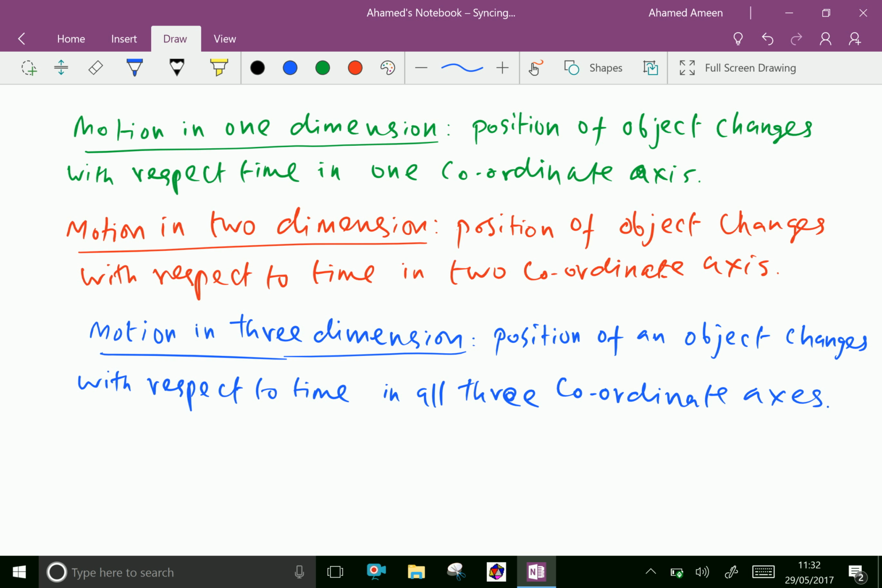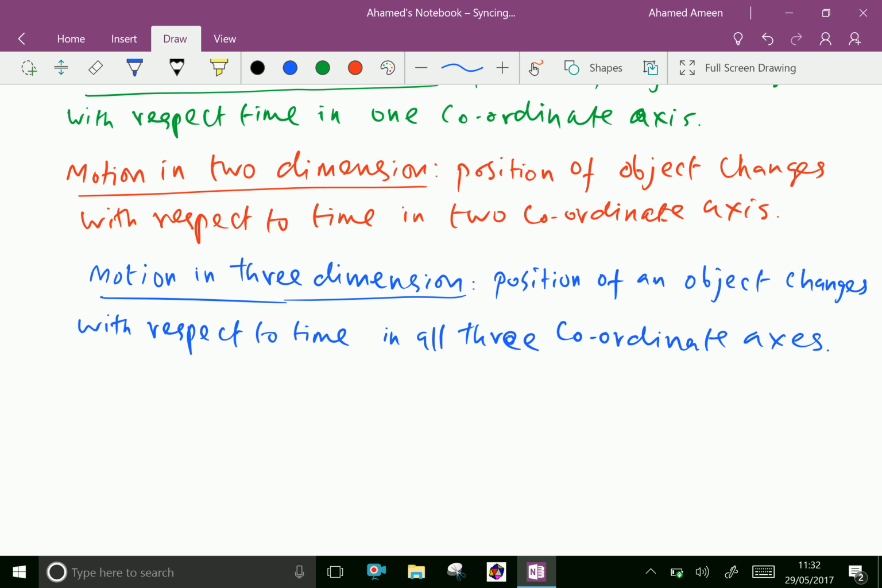In motion in two dimensions, the position of an object changes with respect to time in two coordinate axes. Suppose a car is turning in a roundabout, any object moving in a circular path is called two-dimensional motion because it moves in two dimensions out of three dimensions, three coordinate axes.